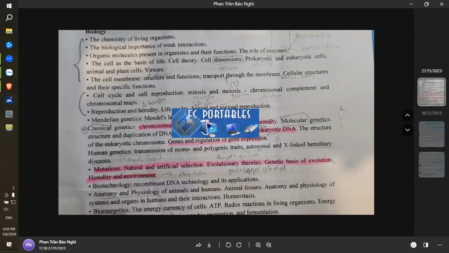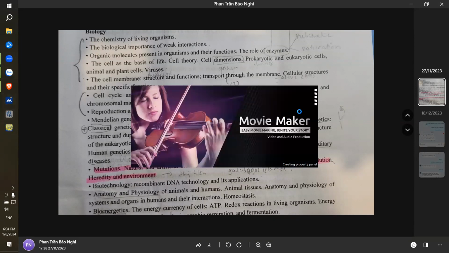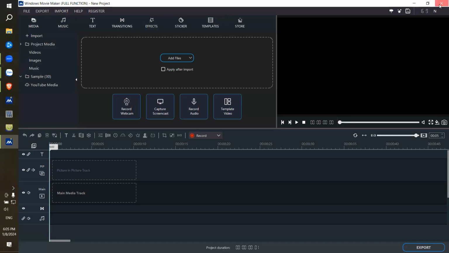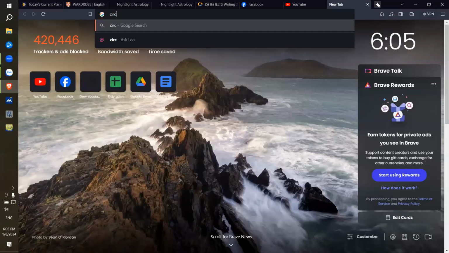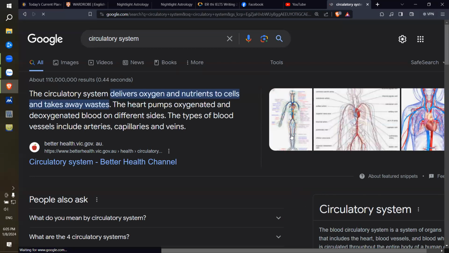Okay. So now I'm going to talk about the circulatory system. The role of the circulatory system is to deliver oxygen. Circulatory, not tary, okay? Circulatory system. Its role is to deliver oxygen, nutrients, and other essential substances to all cells in the body. So at the center of the circulatory system is the heart.